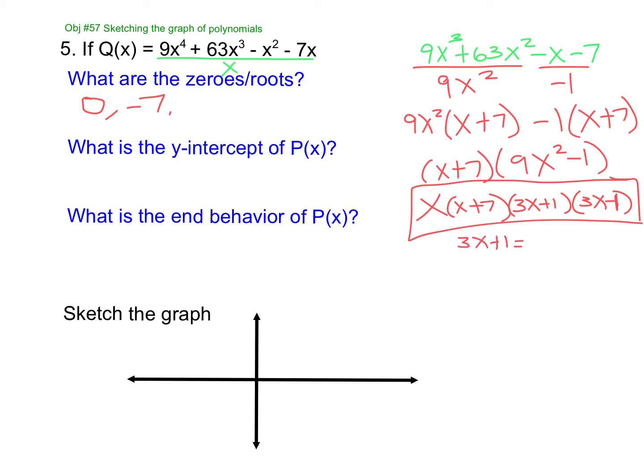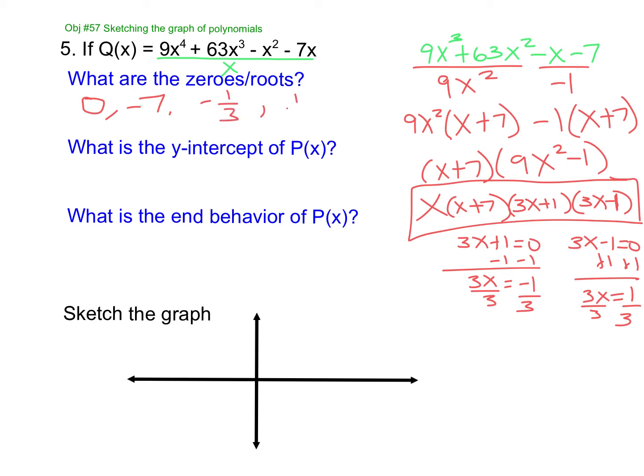3x plus 1 equals 0. 3x minus 1 equals 0. What do we get? Minus 1 on both sides, and then divide by 3. So negative 1/3, and positive 1/3. So I got my 0, I got my 1/3, my negative 1/3, and way down here my negative 7.